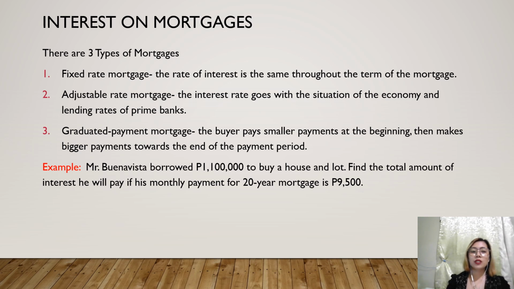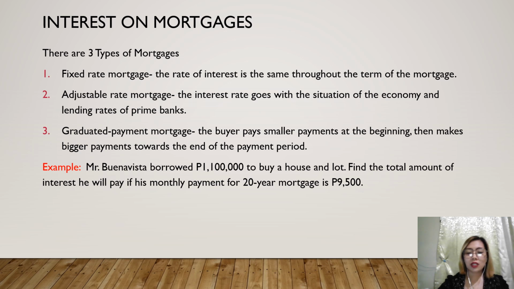So, let's have the first example. Mr. Benavista borrowed 1,100,000 pesos to buy a house and lot. Find the total amount of interest he will pay if his monthly payment for 20-year mortgage is 9,500. So, sinabi naman dyan na yung magiging mortgage niya is for 20 years. Hindi naman sinabi na adjustable, hindi rin naman sinabing graduated payment mortgage. Ibig sabihin, we can use the fixed rate mortgage. Okay?